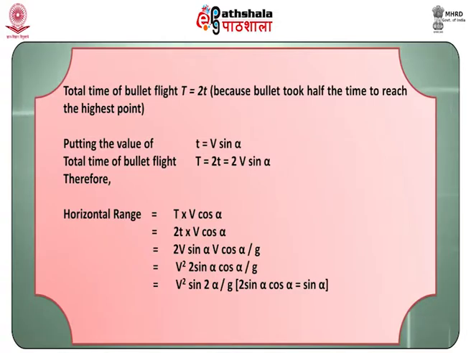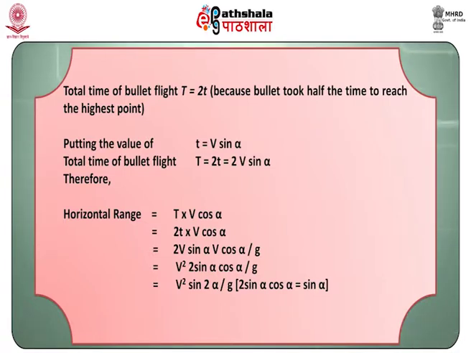Here, total time of bullet flight T is equal to 2t because the bullet took half the time to reach the highest point. Putting the value of small t, which is v sin alpha divided by g, total time of bullet flight, that is capital T, would be equal to 2t, which is 2v sin alpha divided by g. Therefore, horizontal range is equal to T multiplied by v cos alpha, which by placing the value would be 2t multiplied by v cos alpha, which will give us 2v sin alpha v cos alpha divided by g, which we can write as v square times 2 sin alpha cos alpha divided by g.